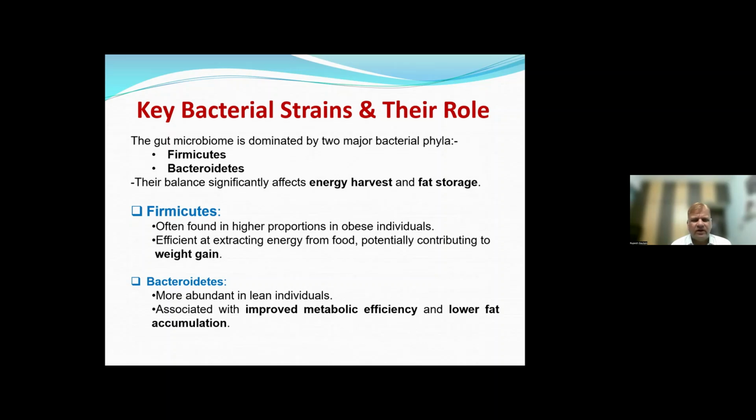The second is Bacteroidetes, found in lean individuals and associated with improved metabolic efficiency and lower fat accumulation. So these are the two important gut microbiome, the two major bacterial phyla, Firmicutes and Bacteroidetes. These are the important key bacterial strains, and they improve metabolic efficiency and lower fat accumulation, while obesity and weight gain are related to this.